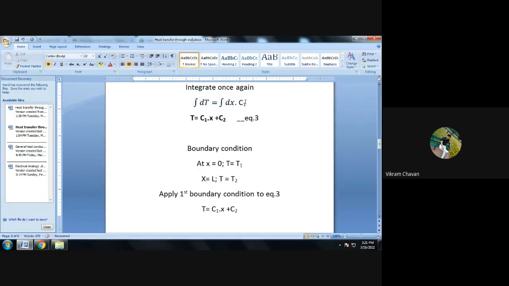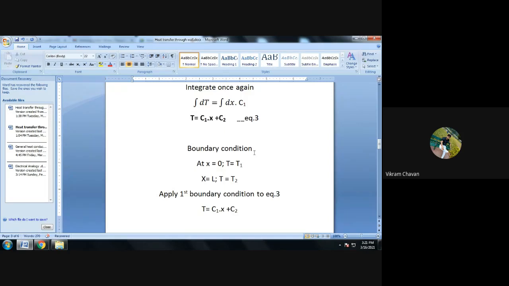And the constant C1 multiplied by x, plus a second integration constant needs to be put in this equation, and that second integration constant we have added here is plus C2. C1 is the first integration constant, and C2 is the second integration constant. Now further we have to apply the boundary condition.